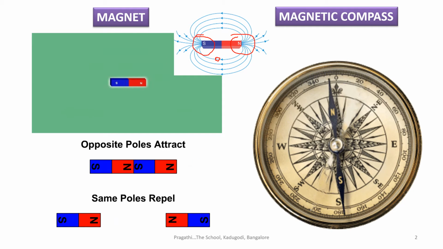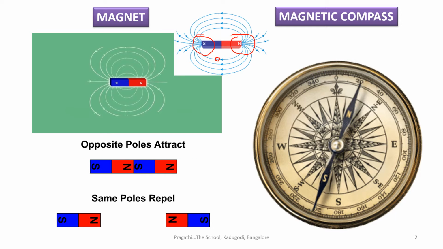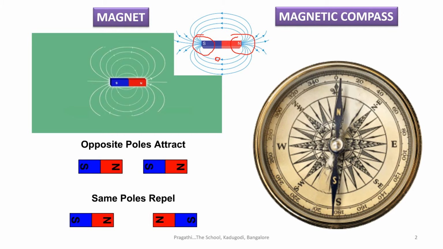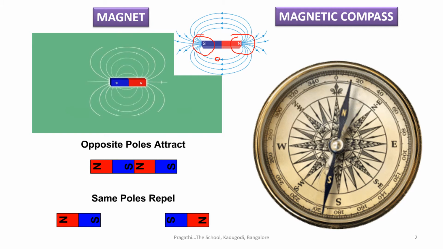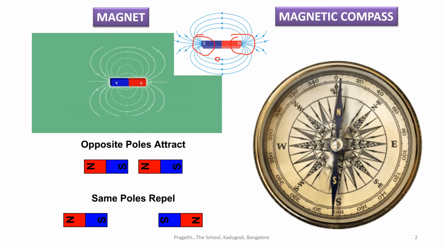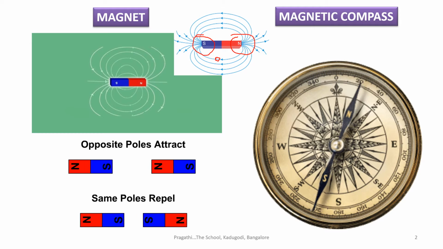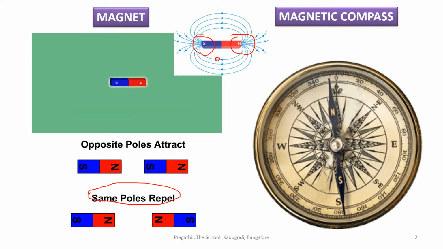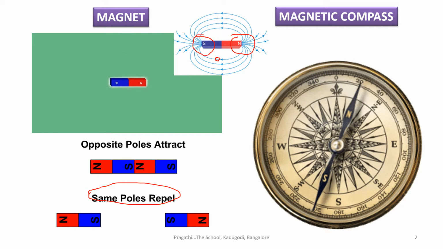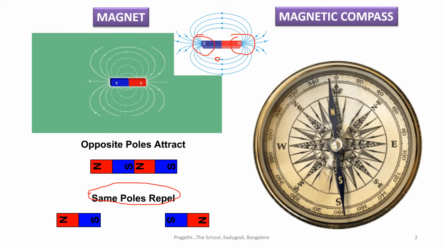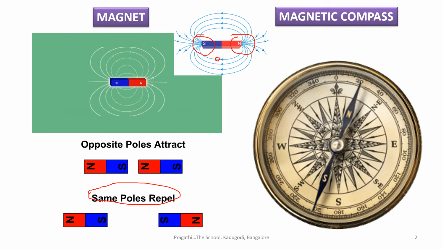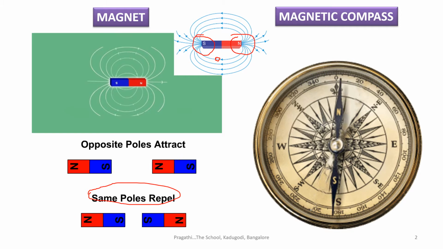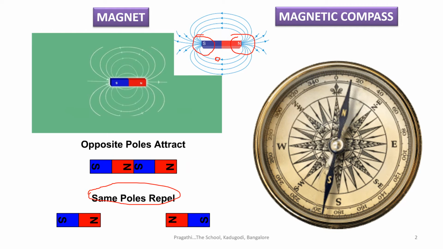So it has got two poles. If you take two bar magnets and keep them very close to each other, what happens? It attracts, when the two poles are opposite. If it is south, it is attracted to north, and if it is north, it is attracted to south. Another thing, the same poles repel. That means if north and north come very close to each other, they will go away or repel each other. If south poles come near each other, it pushes back, repels. That is the rule of a magnet.